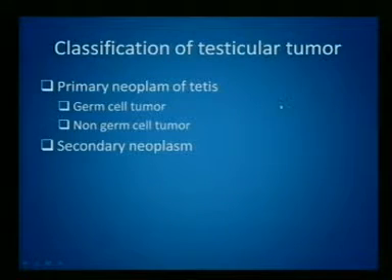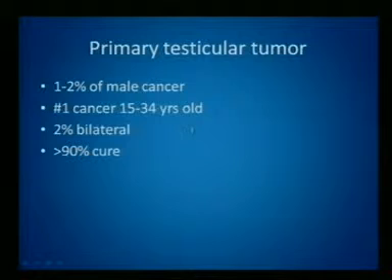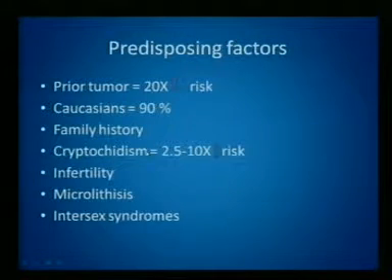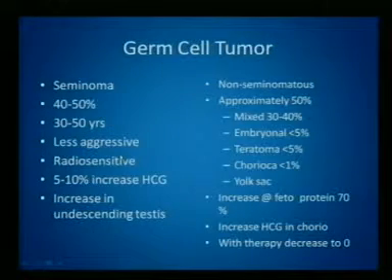Classification of testicular tumors: either primary or secondary. Primary can be subdivided into germ cell tumor and non-germ cell tumor. Primary testicular tumor accounts for 1 to 2% of male cancers, is the number one cancer between 15 and 34 years old, can be bilateral, and has a 90% cure rate. Here are some of the predisposing factors for testicular tumor.